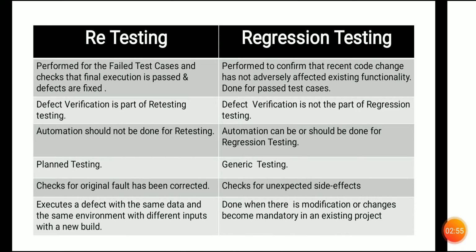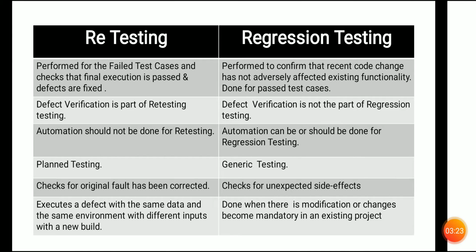Automation should not be done for retesting. Automation can be done, or should be done, for regression testing. Sometimes humans get lethargic, so having a machine or automated software for regression testing is better for better results. Retesting is a form of planned testing and regression testing is a form of generic testing.